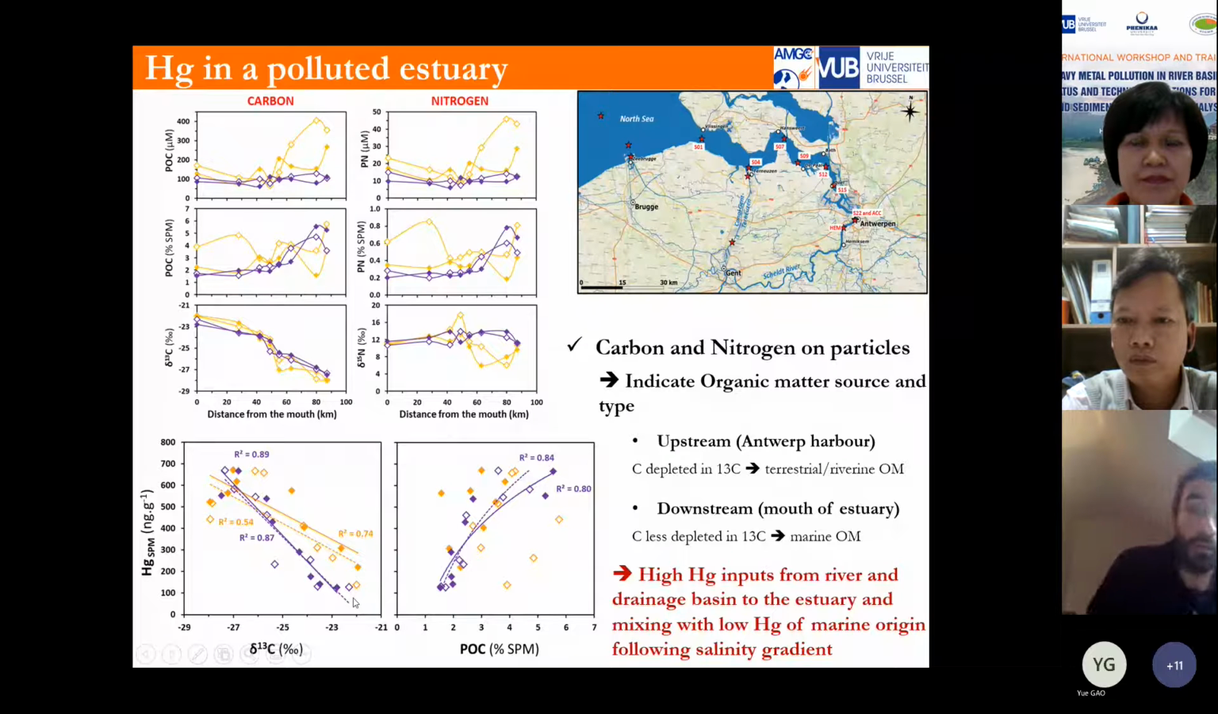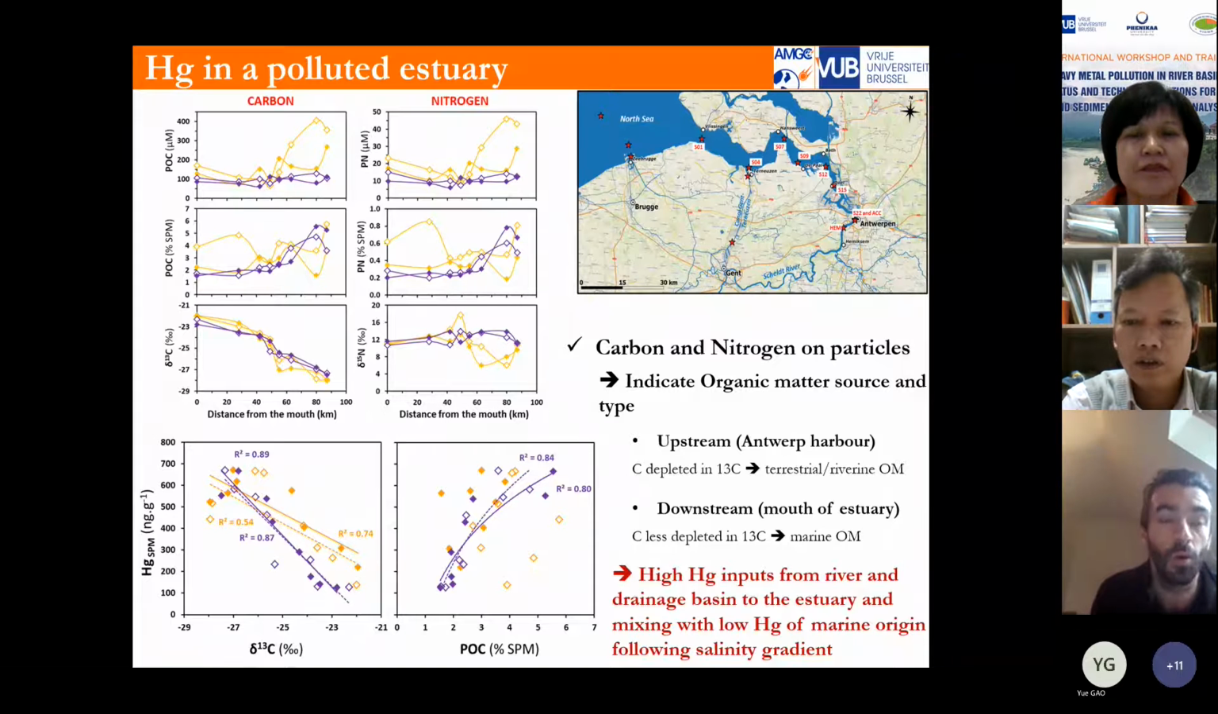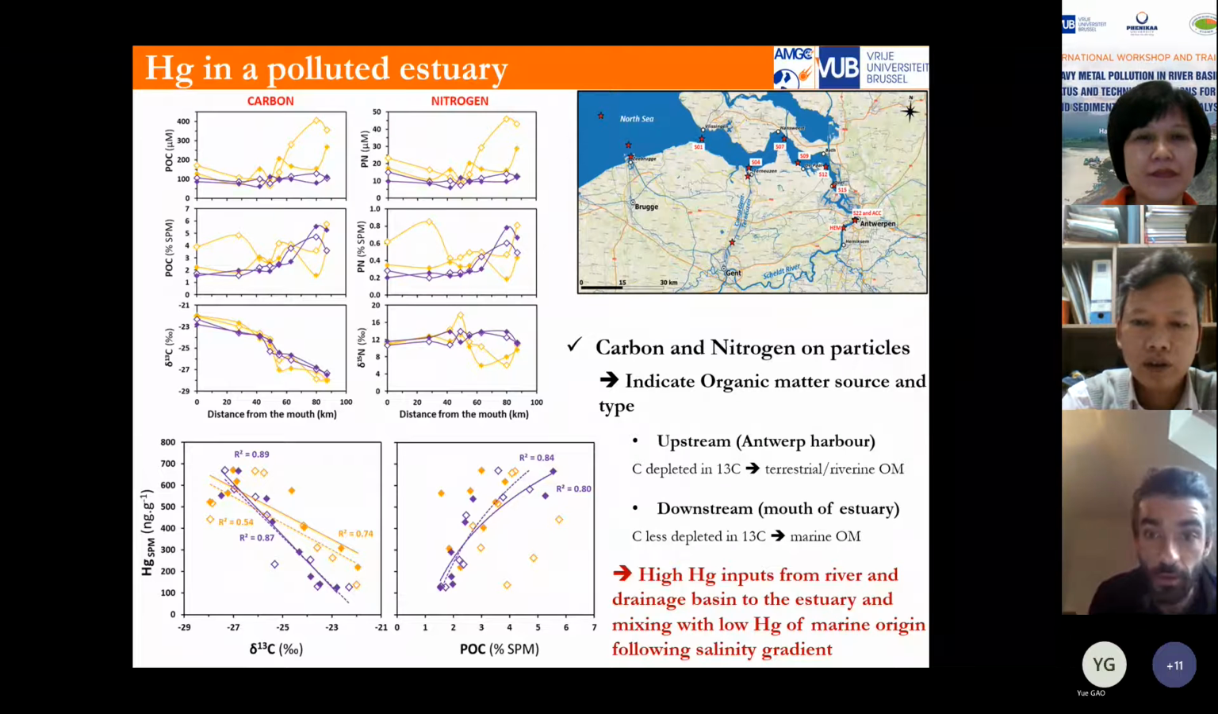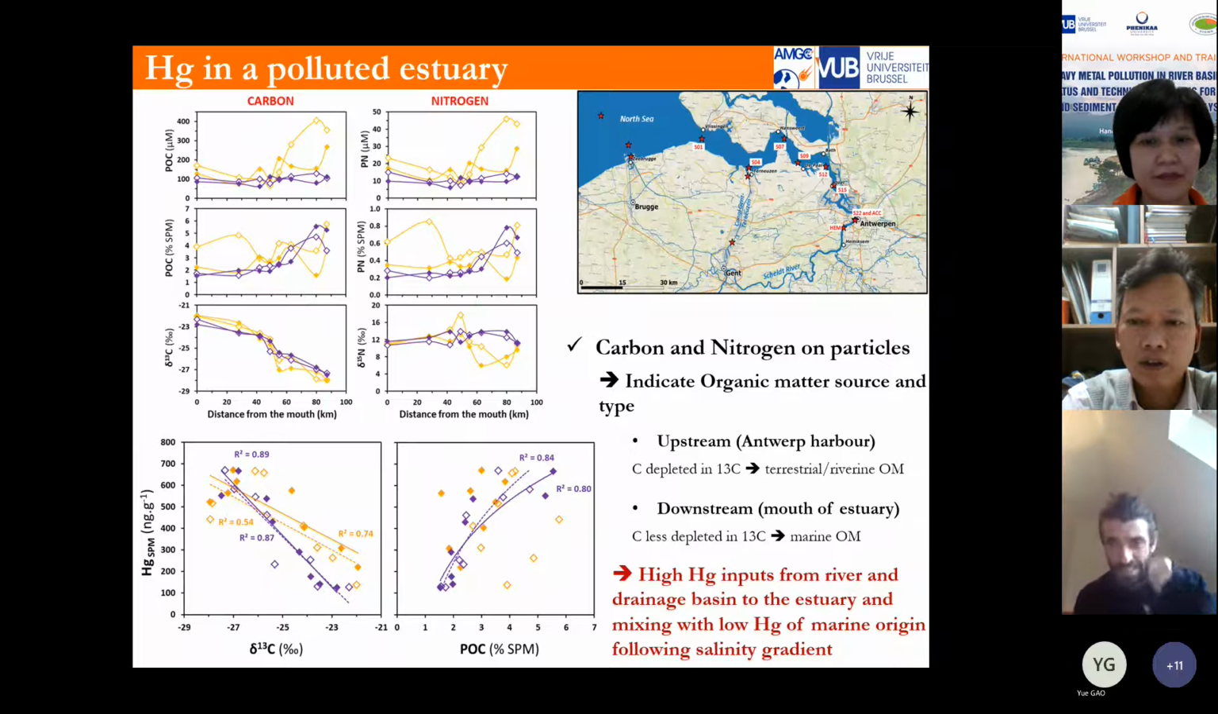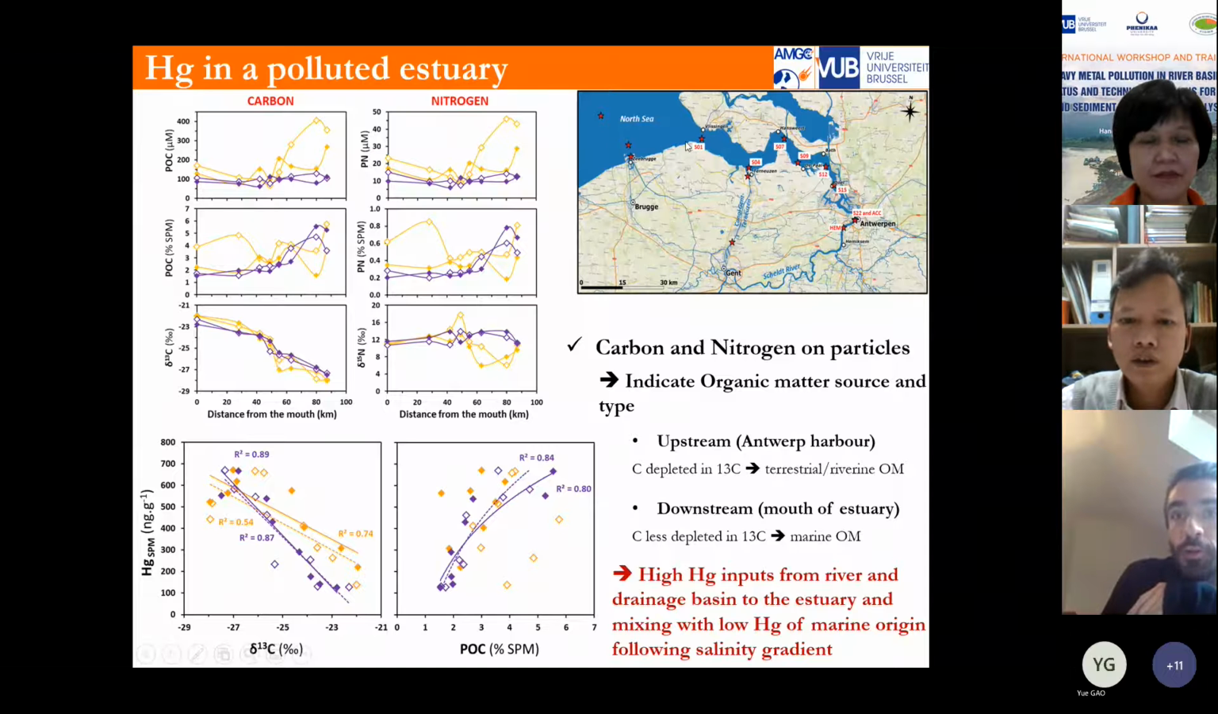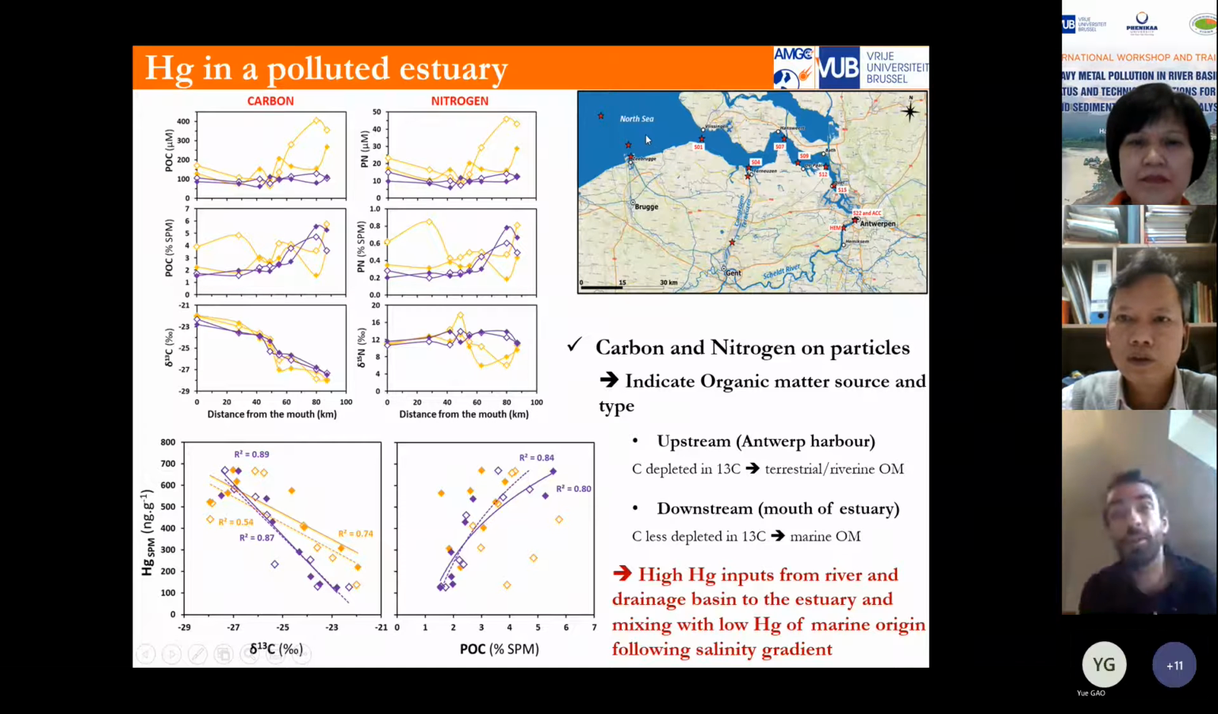So it's obvious that the source of mercury to the estuary comes from either, or actually both, the river and all the material that have been carried from the drainage basin to the river. So high mercury inputs were from the river and drainage basin to the estuary, and then following the salinity gradient, it will progressively mix with organic matter of marine origin, which contains, fortunately, less mercury.